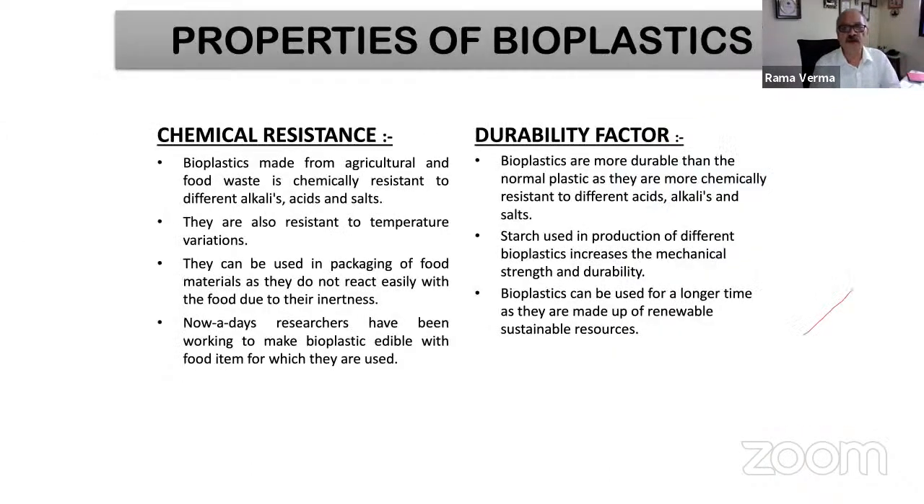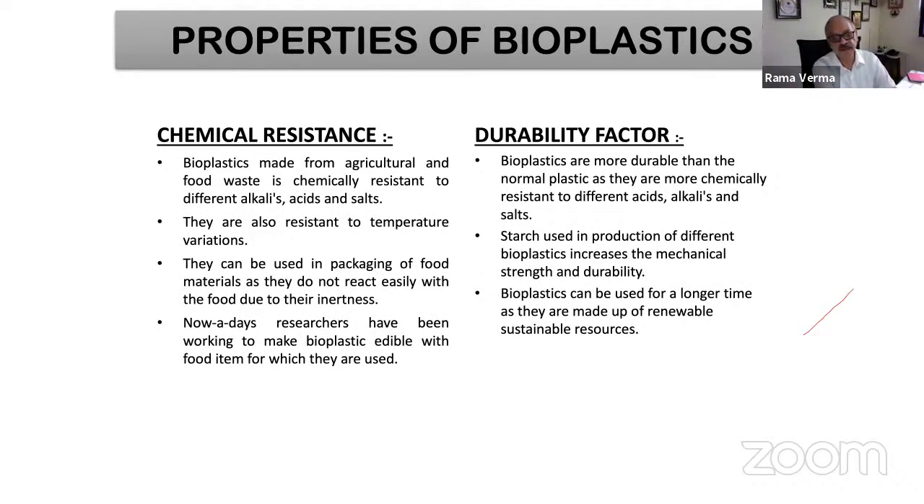Okay. So what are the properties of bioplastic? Chemical resistance: bioplastic made from agriculture and food waste is chemically resistant to alkali, acid and salt, at low or mild pH values. They are also resistant to temperature variations. They don't change their shape. Just like this plastic, if you keep it at 20 to 40 degrees, it will not change shape, whereas other low grade plastic changes shape if you increase the temperature.